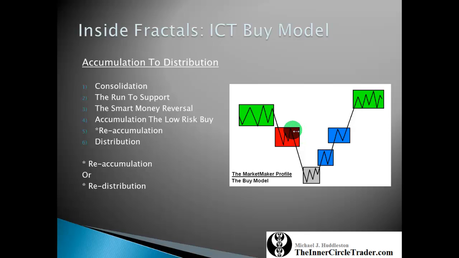Okay, and now what I'm doing is conceptualizing the overall framework of what builds the idea of an ICT buy model. I'll move down into a support level that will cause some measure of buying and then the subsequent price move higher. The third stage in the overall model is the smart money reversal.